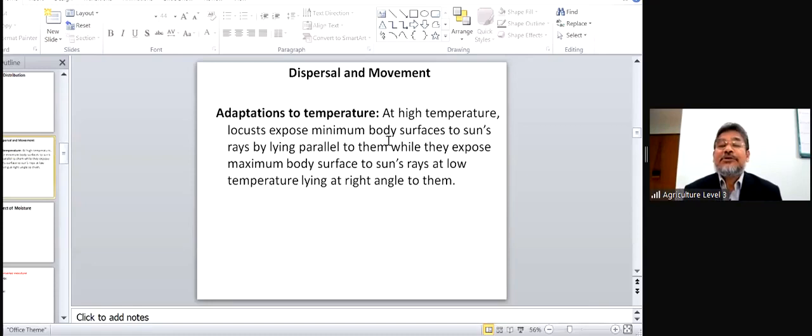So this is the adaptation to temperatures of many of the insects. So they find their own ways.